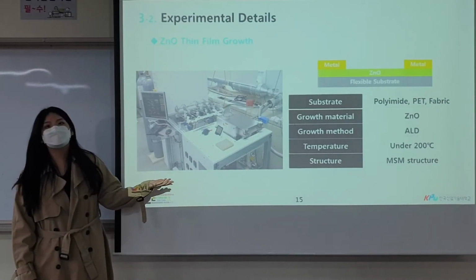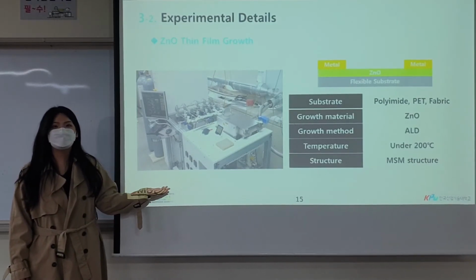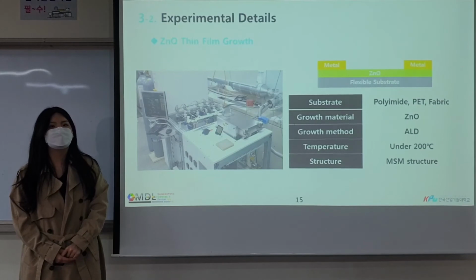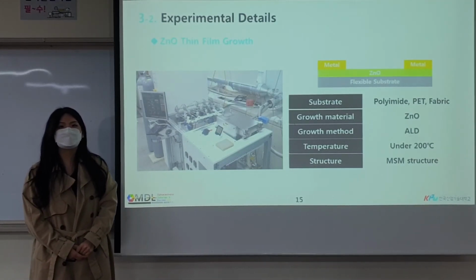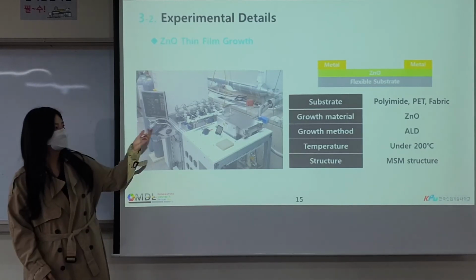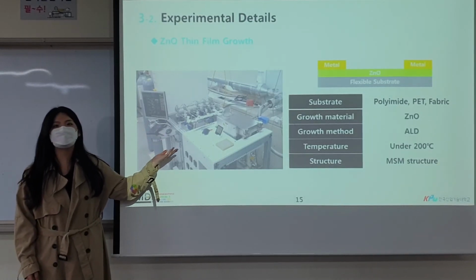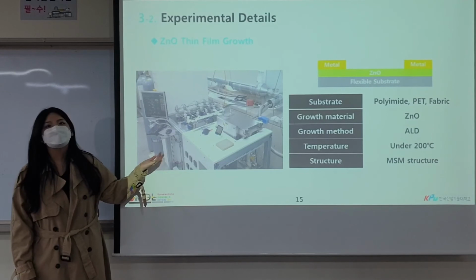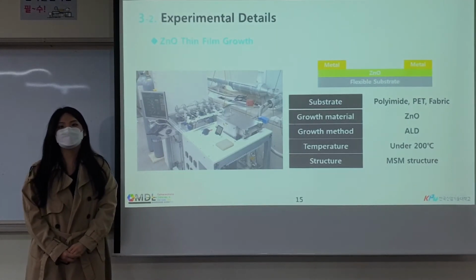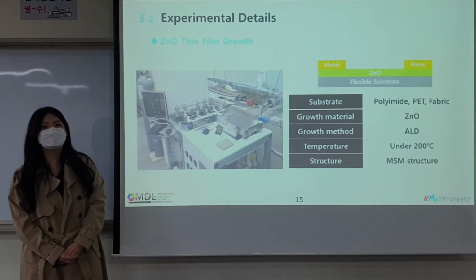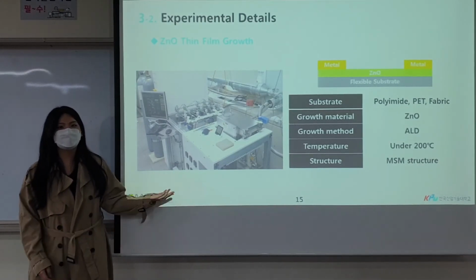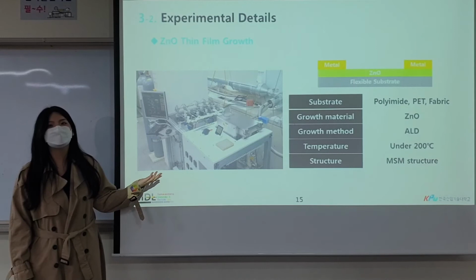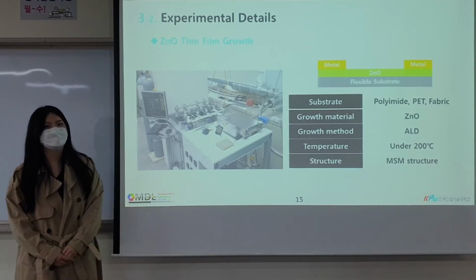In the thin film growth process, we set polyimide, PET, and fabric as the flexible substrates. As mentioned earlier, we plan to deposit zinc oxide as the growth material with ALD in an MSM structure. In addition, due to the characteristics of flexible substrates like PET and fabric, a low temperature process of 200 degrees Celsius or less is required.